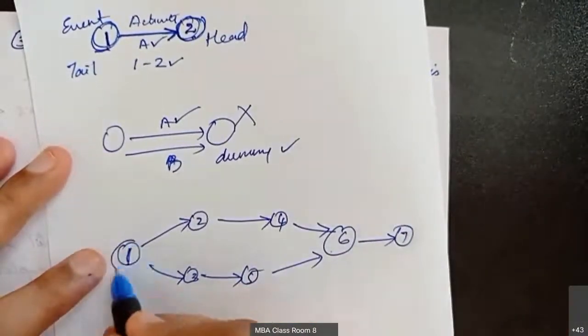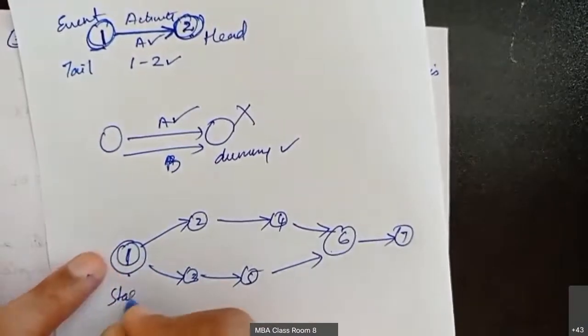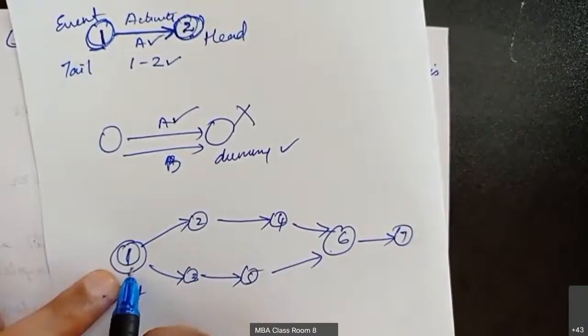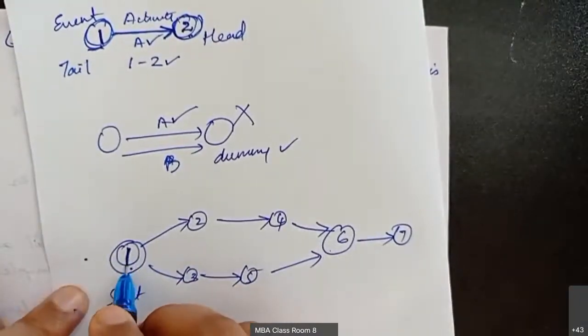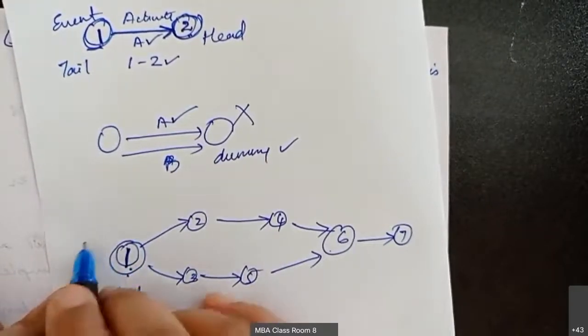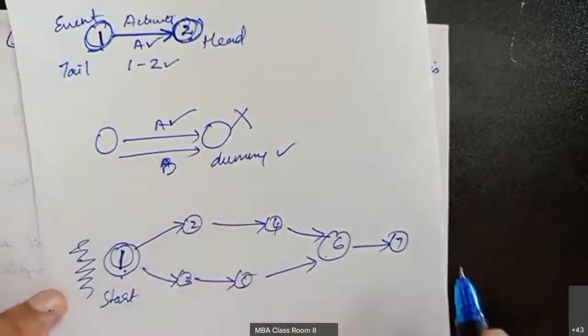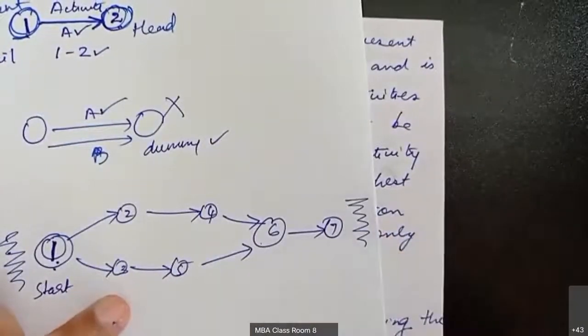Okay, the event that takes 1 is called the starting event. There should not be any events before the starting event. So the event that takes 1 as the node number will be the starting event. There should not be anything before this. The last event is represented by 7. After the last event also there should not be any other events.